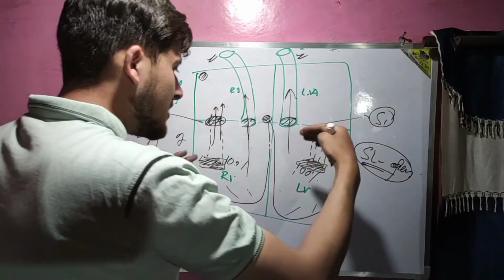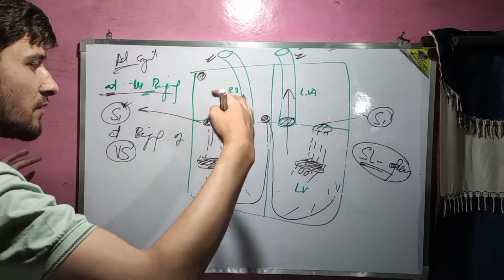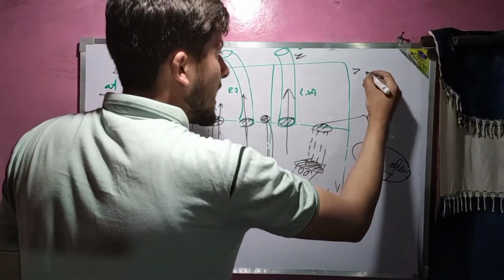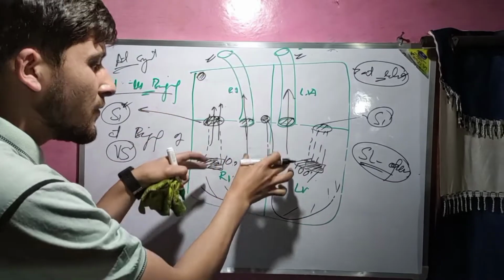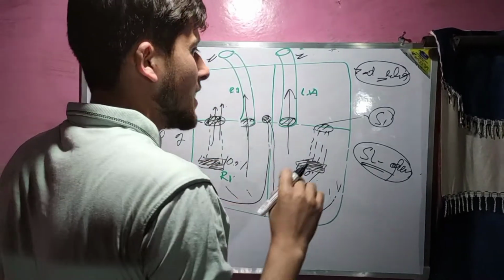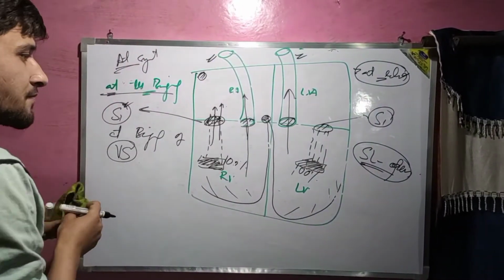Now when the ventricles contract, during this time the atria relax. That is why atrial diastole and ventricular systole occur simultaneously. They overlap with each other.